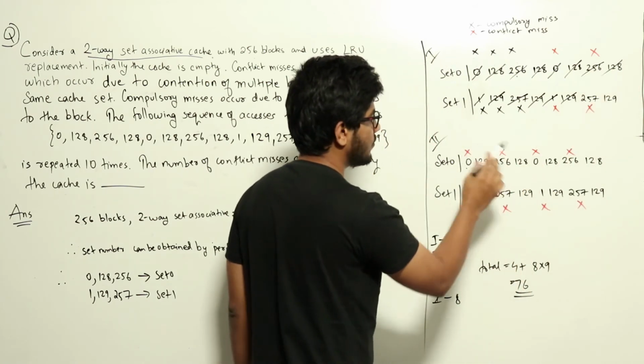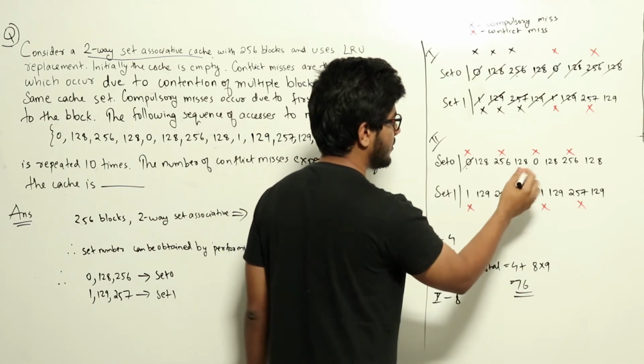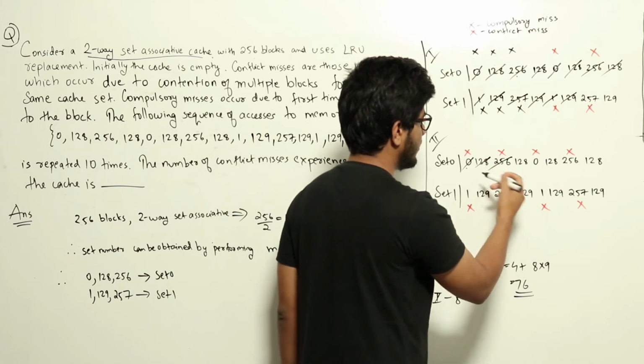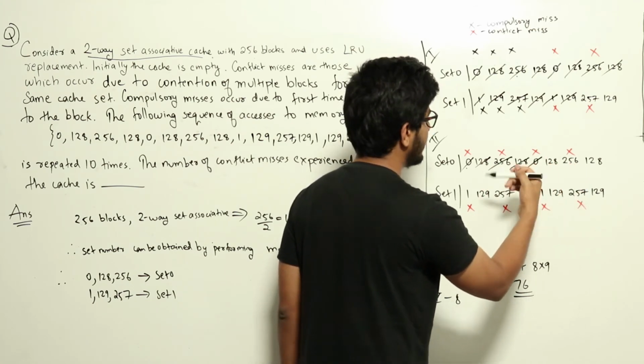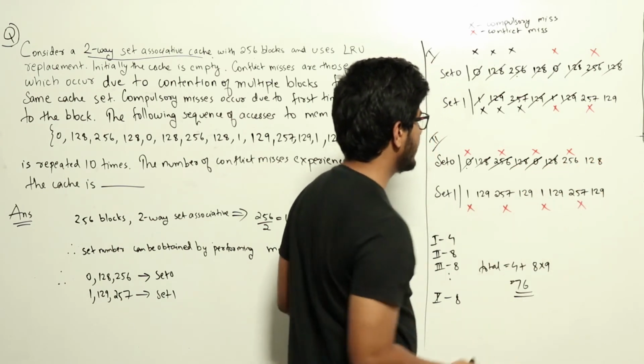Again we are asking for 256. It is gone from the cache, conflict miss. We are asking for 128, it's there in the cache, not a miss. 0, conflict miss. 128, it's there in the cache, not a miss. 256, again conflict miss. 128, it's there in the cache, so it is not a miss.